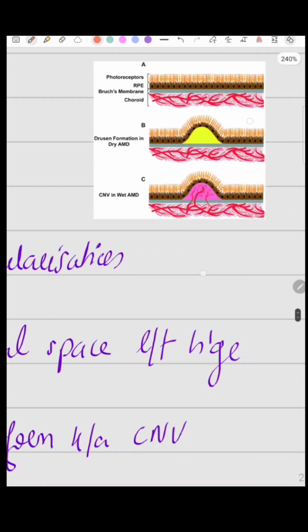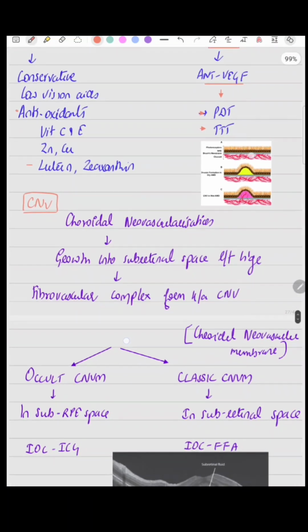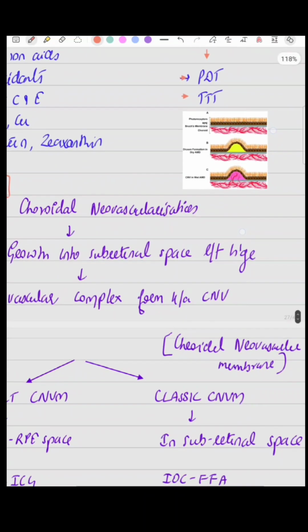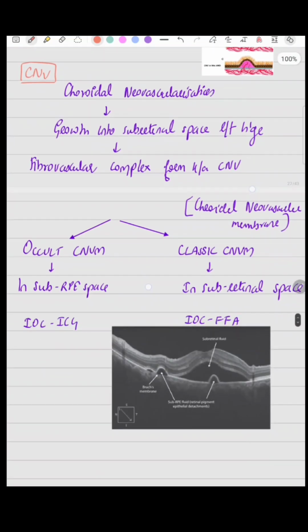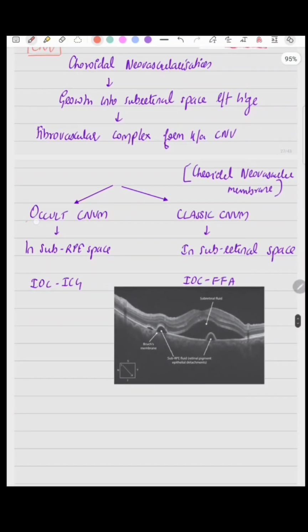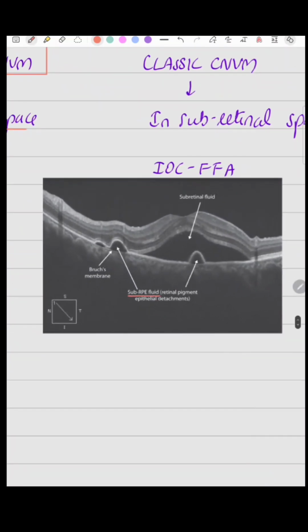See, this is a picture showing choroidal neovascularization, drusen formation, the membrane is damaged and vessels are formed there. There is growth into the subretinal space leading to hemorrhages. A fibrovascular complex forms, known as the choroidal neovascular membrane. There is occult CNVM and classic CNVM. Occult is in the sub-RPE space and classic is in the subretinal space. Sub-RPE is in between the RPE and Bruch's membrane; subretinal is in between the RPE and the neurosensory layer.